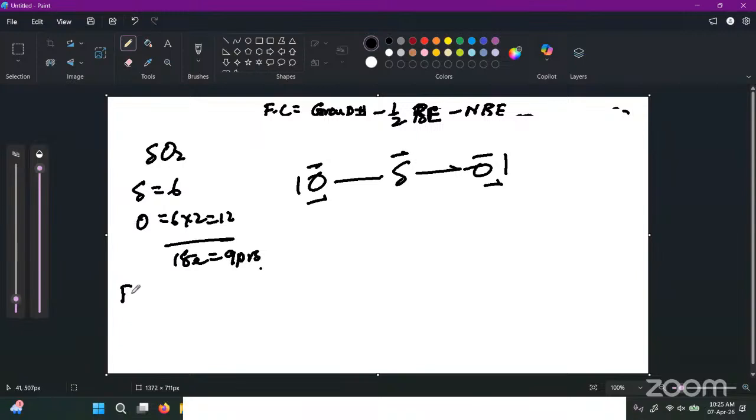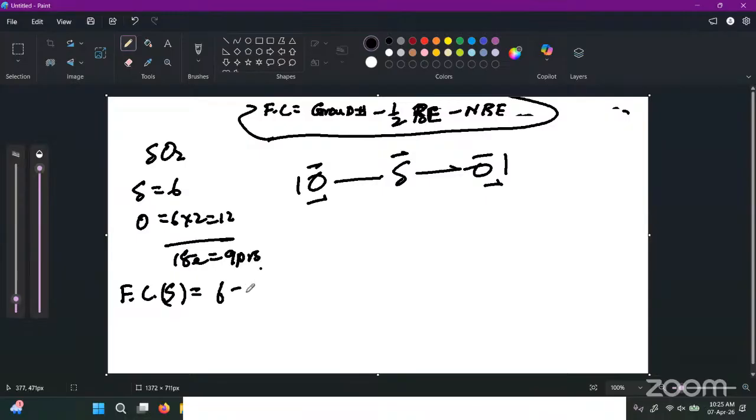So the next step is formal charge. So for the sulfur, how do we calculate the formal charge? Remember, this is the formula right here, right? So how do we calculate the formal charge for the sulfur based on that formula? Number 6, minus half the bonding electrons, which is how many? Should be 4. Okay, minus the non-bonding, which is 2. So that's 6 minus 2 minus 2. That gives you plus 2, right?